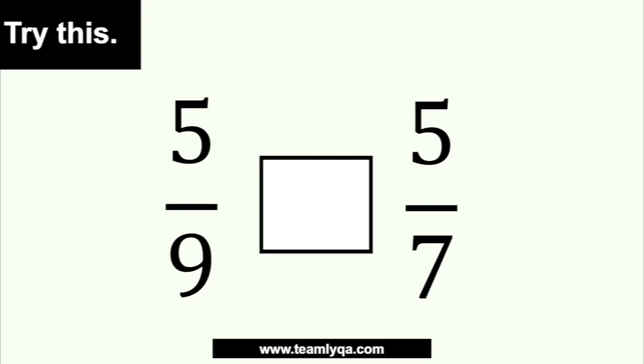So again, if you know the rule, it's really simple. Titingnan mo lang yung number sa ilalim. Dahil pareho silang 5 sa taas, ang 9 ay mas malaki kaysa sa 7, which means ito ang mas maliit na denominator, which means the answer should be like that. Okay? 5/7 is greater than 5/9.